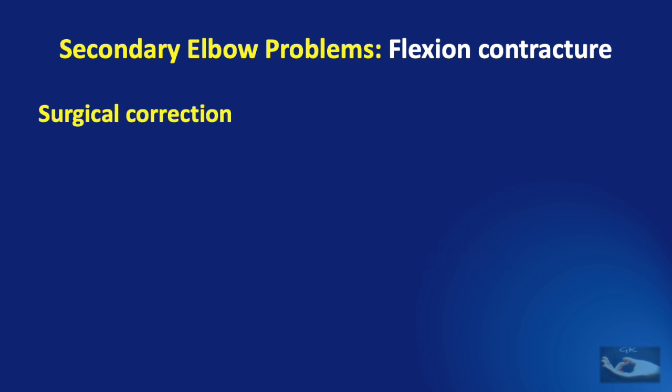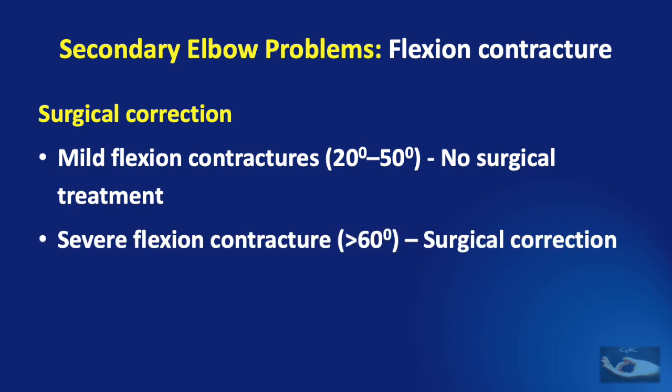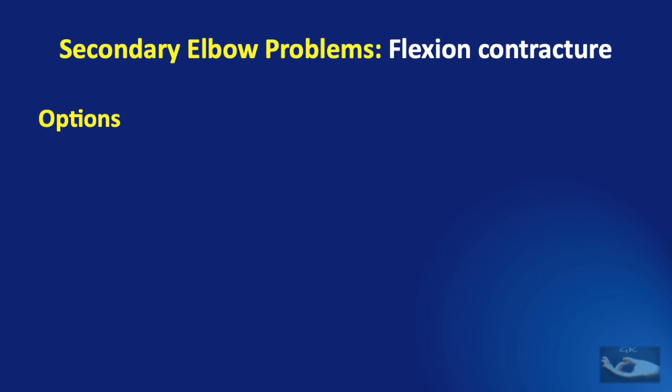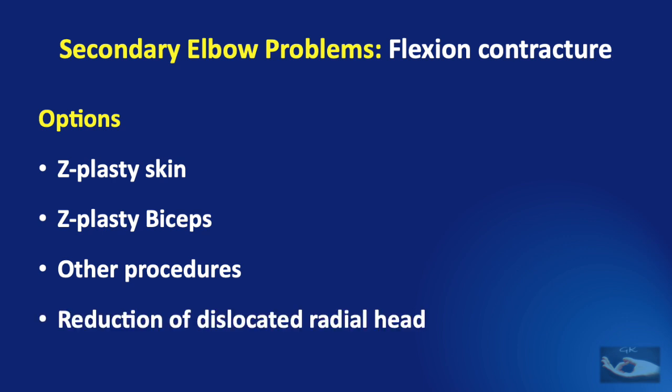As far as the surgical correction is concerned, in mild flexion contractures of about 20 degrees to 50 degrees, no surgical treatment is required. If it is a severe flexion contracture that is more than 60 degrees, surgical treatment is absolutely indicated. But we need to remember that correcting the contracture will weaken the biceps. The surgical options available are Z-plasty of the skin, Z-plasty of the biceps and other procedures, and procedures for reduction of the dislocated radial head.